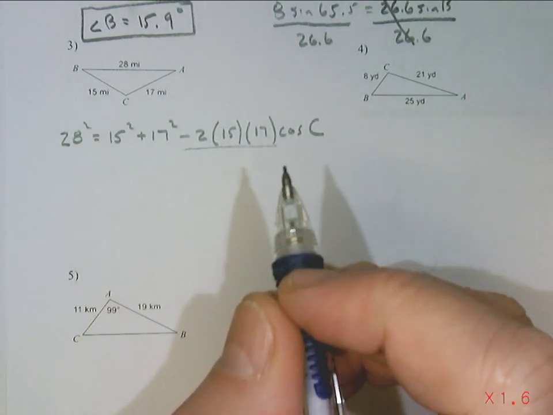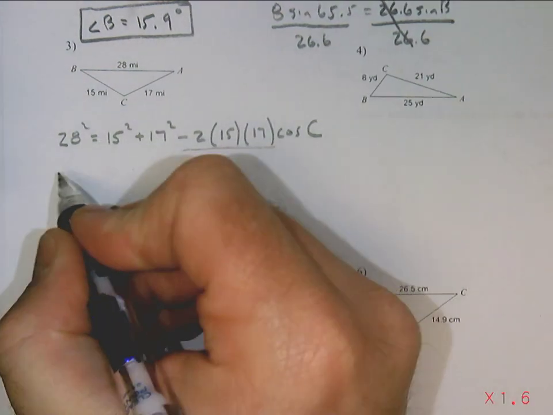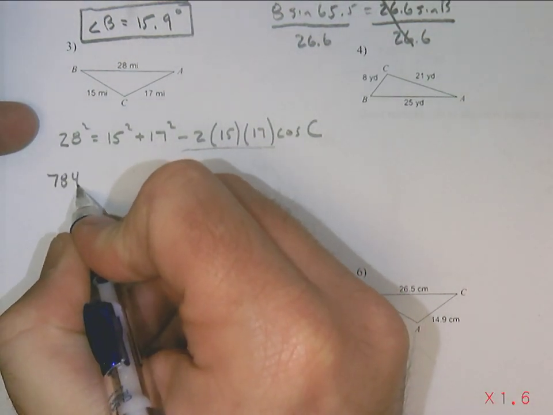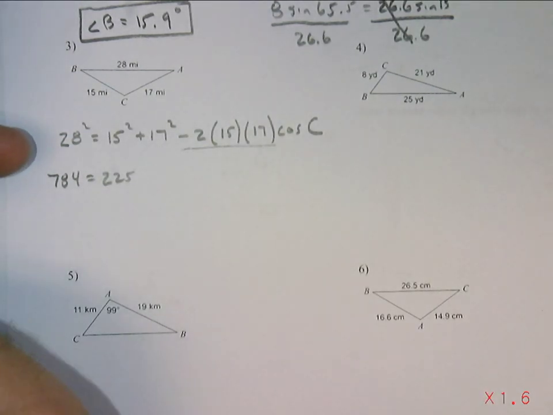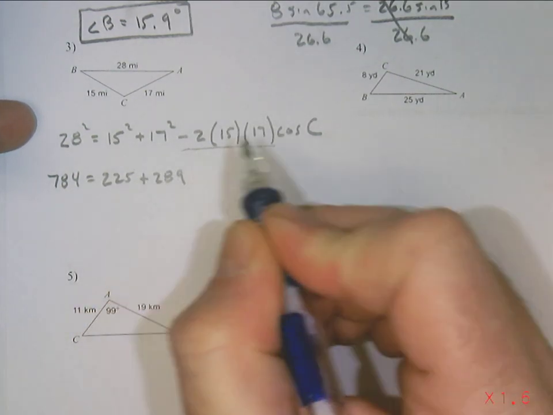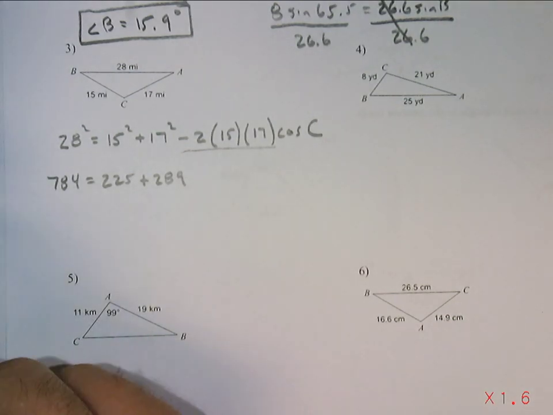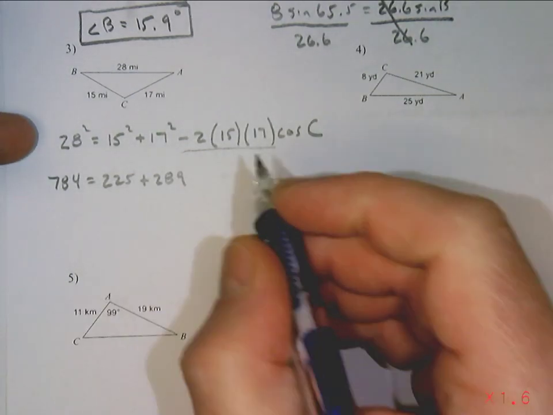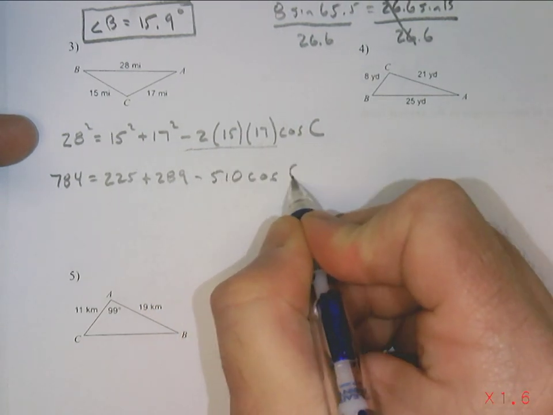But a lot of times what people will do is take the 28 and square it and figure out what all those numbers are squared. So 28 squared is 784. 15 squared is 225. 17 squared is 289. And then there's a lot of people who multiply those together. So 2 times 15 times 17 is 510 minus 510 cosine C.